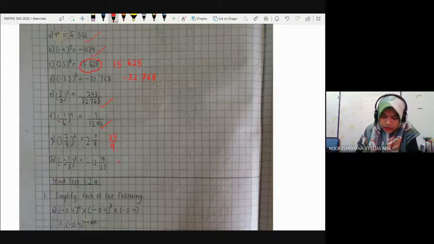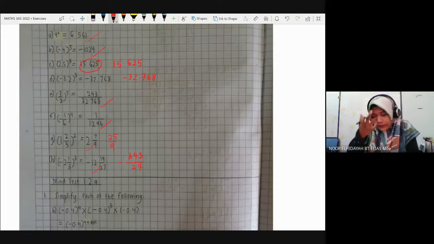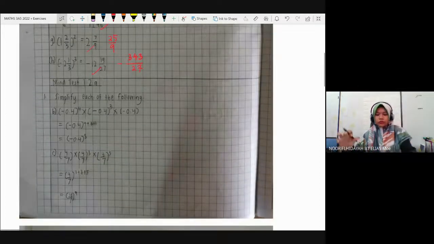Cara tulis untuk negative fraction, negatif tu sebaris dengan over. Ini cara tulis yang betul. Negatif 343 over 27. Jawapan sebenarnya betul, tapi kita cuba bagi dalam improper fraction. Next one. In mind test 1.2 is simplified. Yang ni senang sahaja.